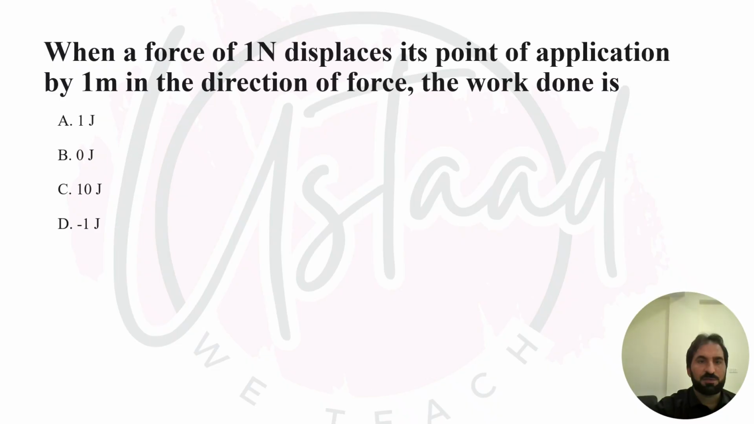Next MCQ: when a force of 1 Newton displaces its point of application by 1 meter in the direction of force, the work done is: 1 joule, 0 joule, 10 joule, or minus 1 joule. So the correct option is 1 joule, that is option A.